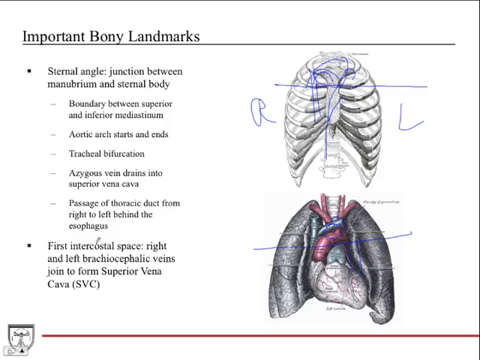We'll talk more about that again in the vessels lecture. Now, the other landmark we have marked here is the first intercostal space, which is here. And what happens here is you have the right and left brachiocephalic veins, which come in like this and this, to join to form the SVC. So that's what's important about that area.